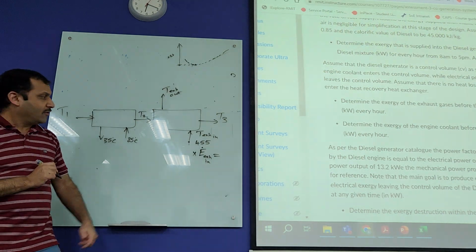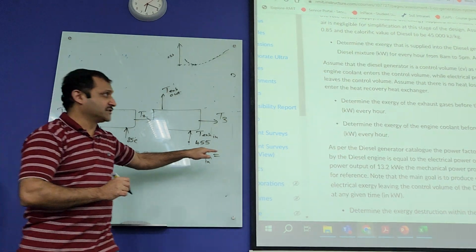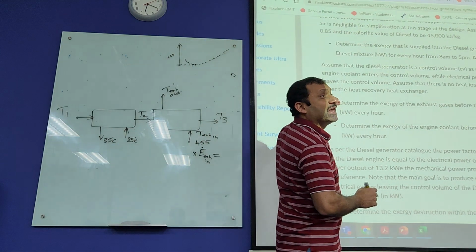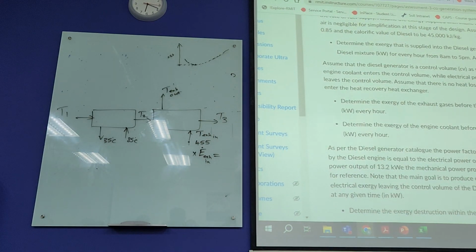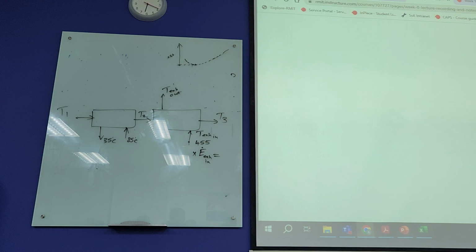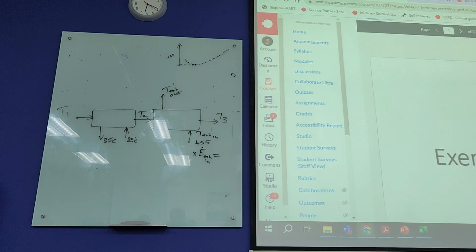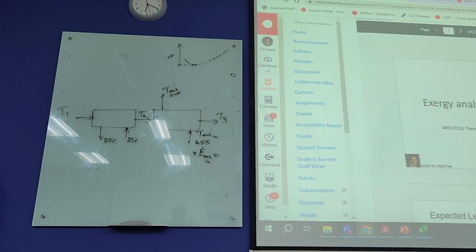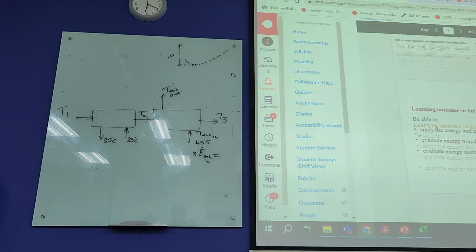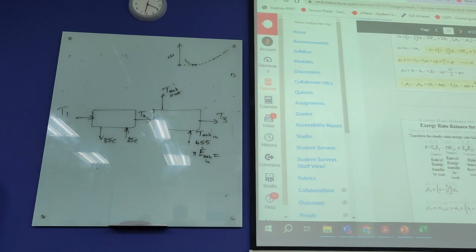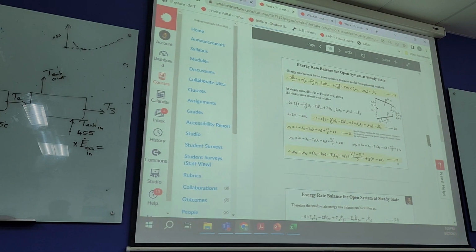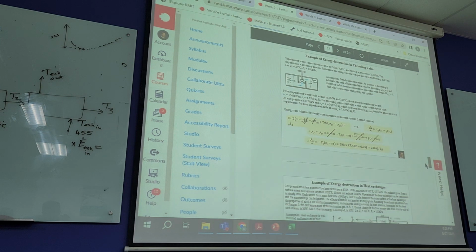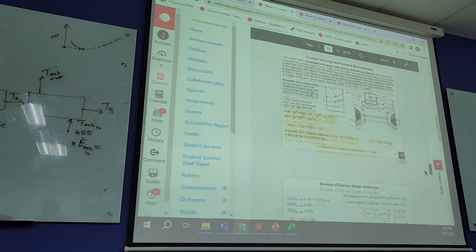Now, for any exergy estimate, whether for exhaust or for coolant, the equation that you are going to use is from the week 7 lecture, for an open system. Let's look at one of the equations here.